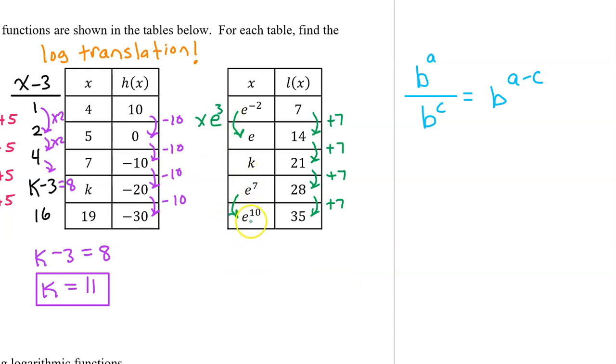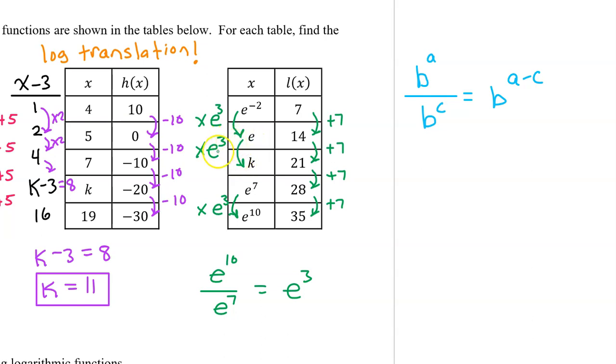Skipping down to the other pair that we can see, e to the 10th power divided by e to the 7th power, subtracting the exponents, we get e to the 3rd power. So we do see a common ratio of e to the 3rd power. That means to get from e to k, we are going to again multiply by e to the 3rd power.